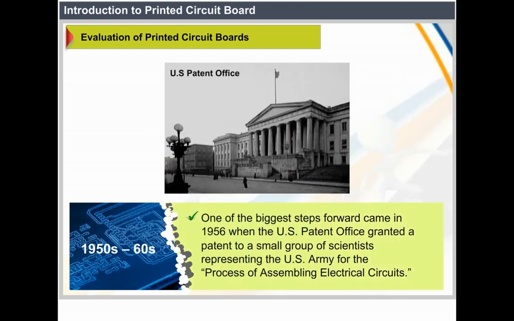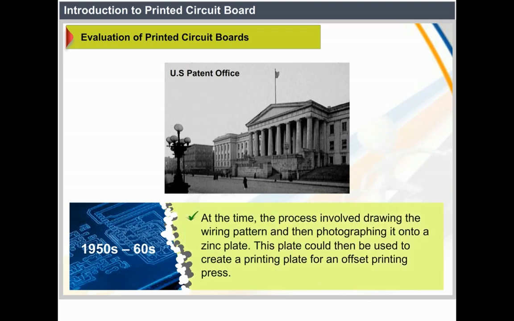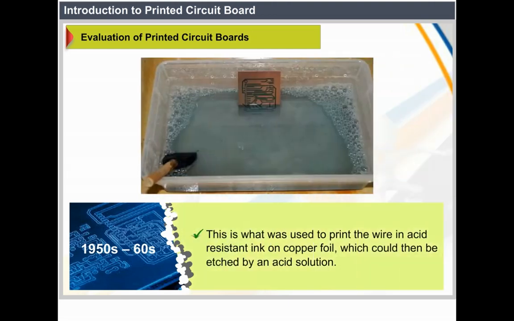One of the biggest steps forward came in 1956 when the US Patent Office granted a patent to a small group of scientists representing the US Army for the process of assembling electrical circuits. At the time, the process involved drawing the wiring pattern and then photographing it onto a zinc plate. This plate could then be used to create a printing plate for an offset printing press. This is what was used to print the wire in acid-resistant ink on copper foil, which could then be etched by an acid solution.